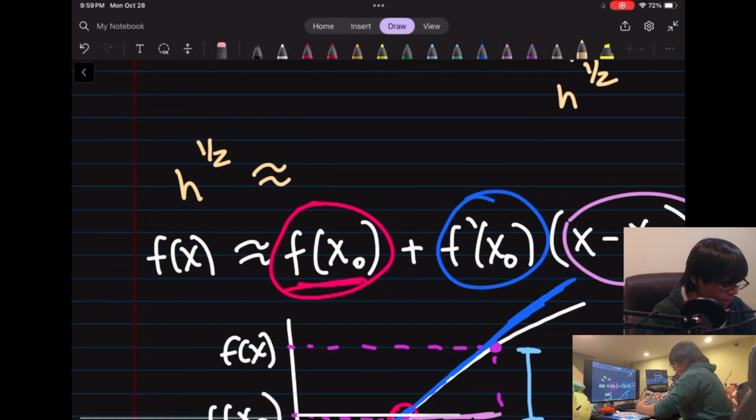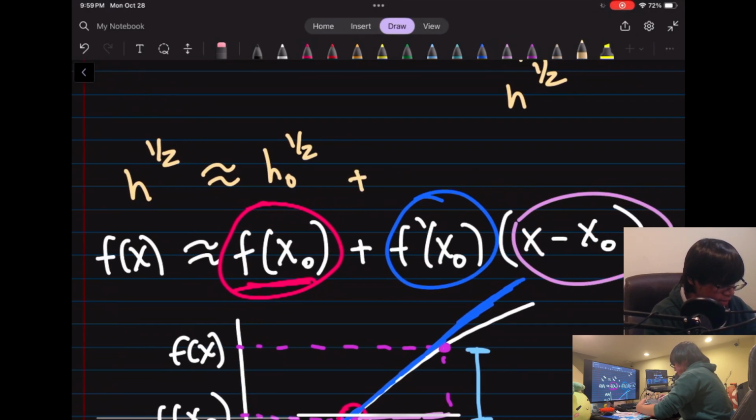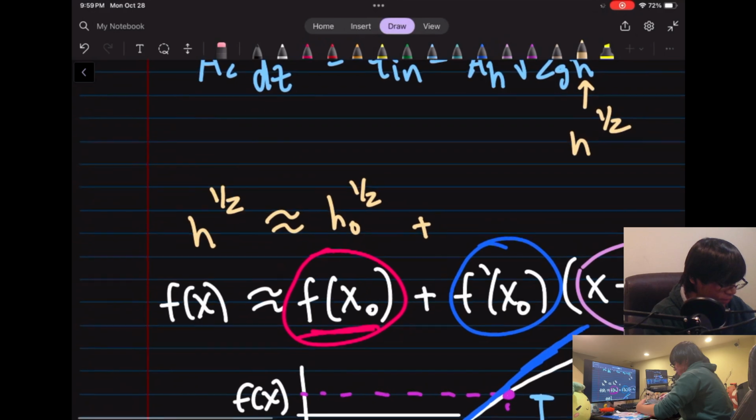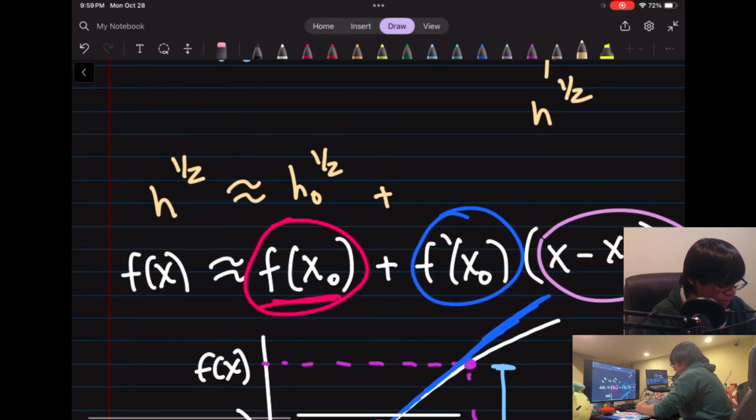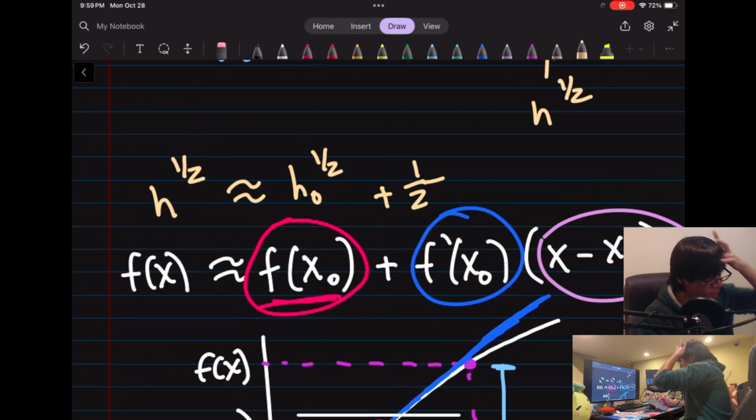So we evaluate h to the 1/2 at h naught, something similar, an arbitrary point of expansion for now. So we evaluate it at 1/2. We add to that the derivative. So the derivative of h to the 1/2 is simply we bring down the exponent, so 1/2, and then we subtract 1 from the power. So 1/2 minus 1 is negative 1/2.